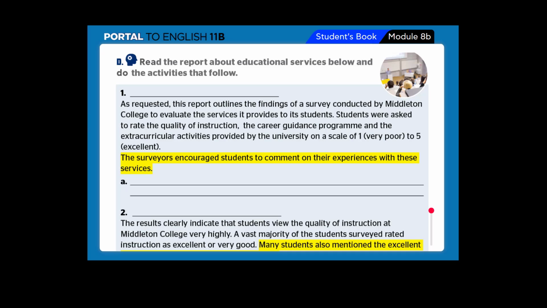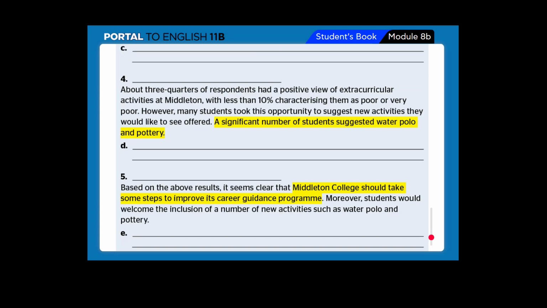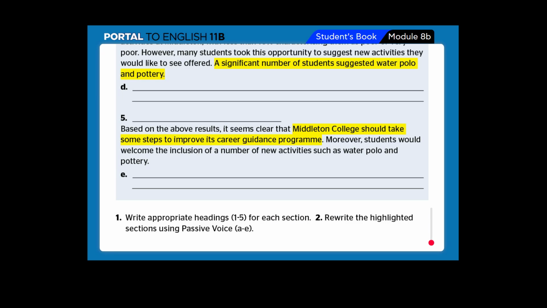Activity D. Read the report about educational services below and do the activities that follow. Number 1. Write appropriate headings 1 to 5 for each section. Number 2. Rewrite the highlighted sections using passive voice.